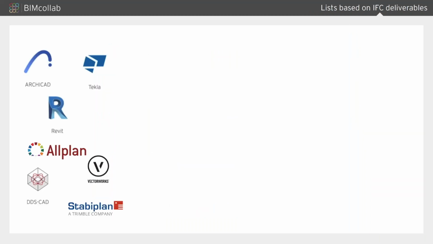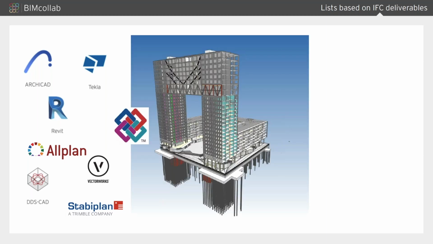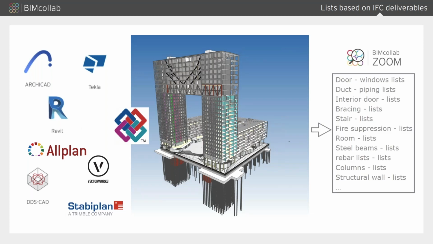And if you look at the lists created on IFC deliverables, it actually uses the federation of files to create any kind of list that the user wants. So it's not defined by one of the stakeholders. No, you can take all of the models combined and extract any kind of data in shape or form that you would want to see.